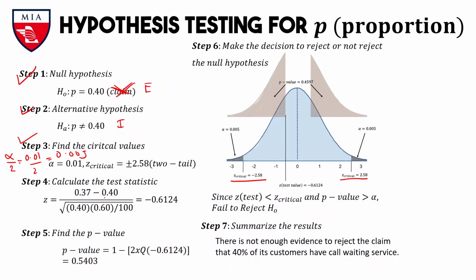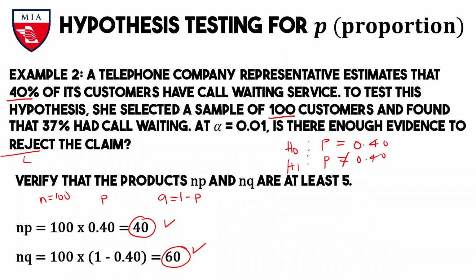And next, we need to calculate the test statistic, okay? As we observe the problem, there is no value of x, there are no successes, but we have this 37%. So this 37% is automatically our p hat. Always remember, in terms of proportion, like I said last time, if there are two percentages, one is for the proportion and the one is for the p hat.